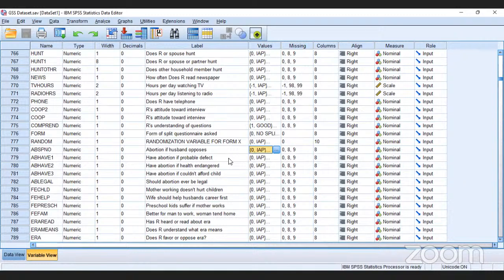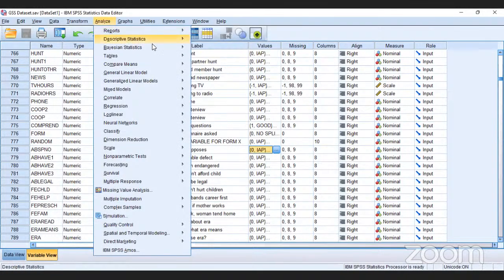Abortion if there is a probable defect, which means a child might be born with a defect. Yes. Have an abortion if health is endangered. Yes. Why? Have an abortion if you couldn't afford a child. Should abortion be legal? Okay, let's run just frequencies and see how people's opinion varies.